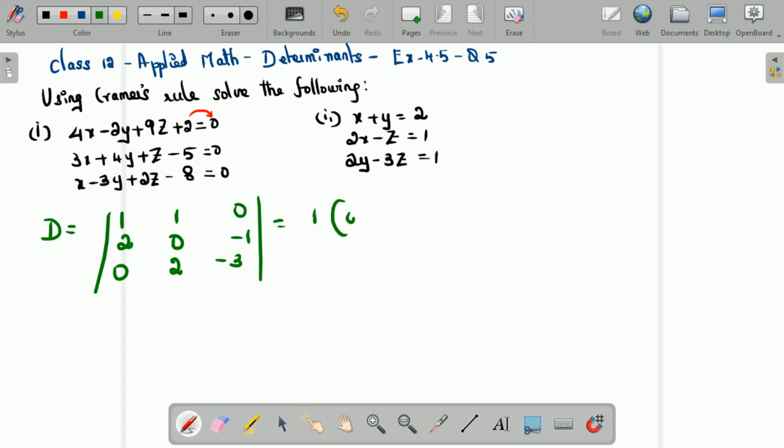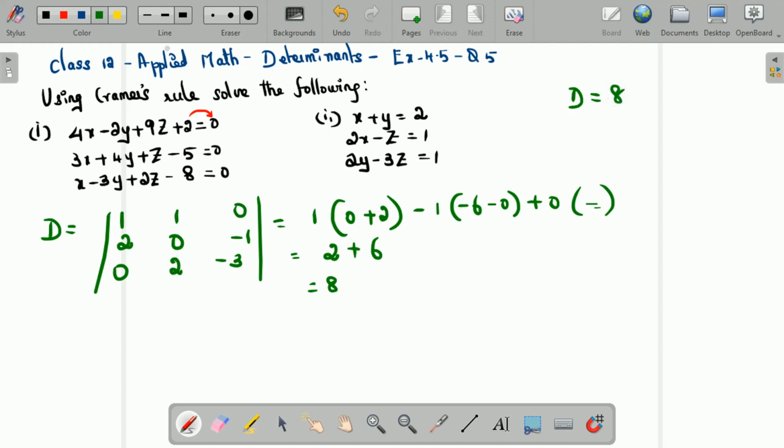So it is 1 into 0 minus of minus 2 is plus 2. Minus 1 into minus 6 minus 0 plus 0 into, I don't even need to bother, so whatever happens, it is either way 0. So this is going to be 2, minus 6 minus 1 is plus 6, so this is going to be 8. So let's note the value of d. D is going to be 8.